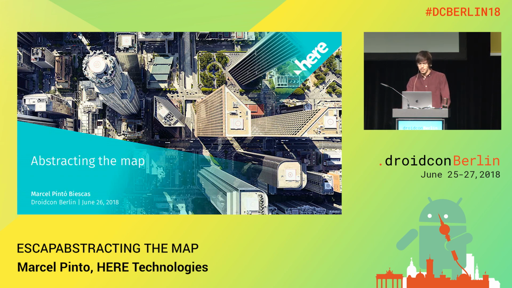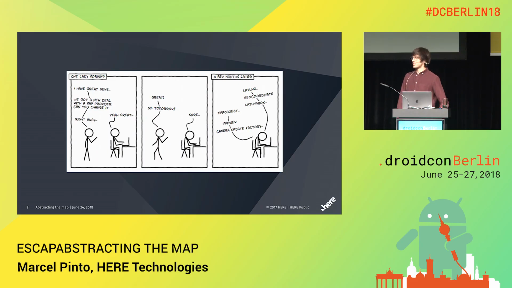So maybe this situation sounds familiar to you. You're one day in the office, comes your PO and says, hey, we got a super nice deal with this new map provider, and can we change it right away? And you're like, sure, let's try. So after a month, you're still on your code, finding that all the classes from the map are everywhere. Lat long here, map objects over there. So yeah, then it becomes a nightmare, actually, to do this refactor.